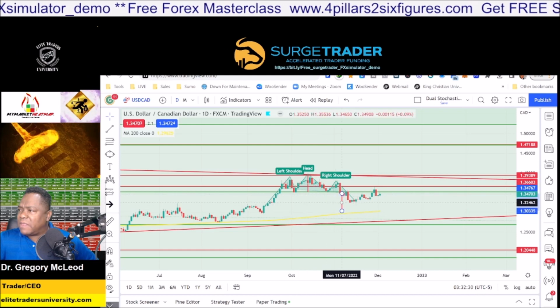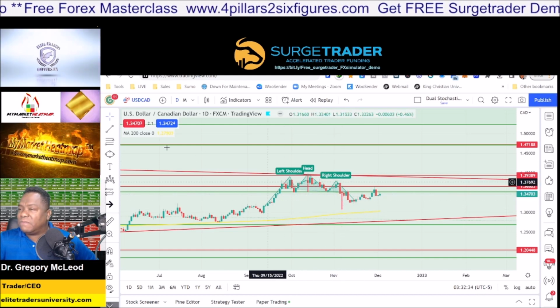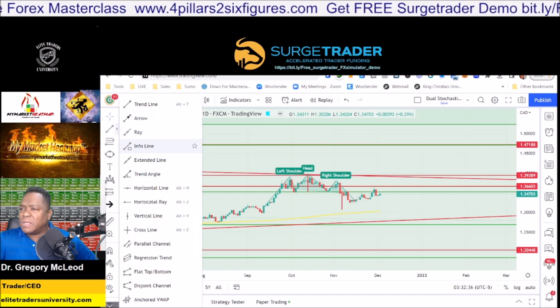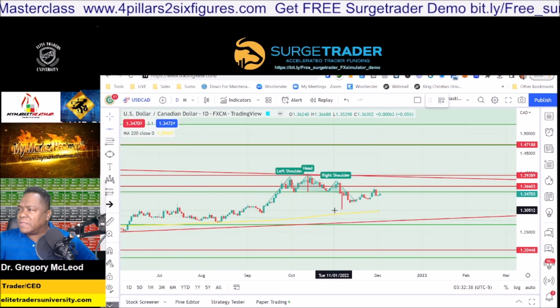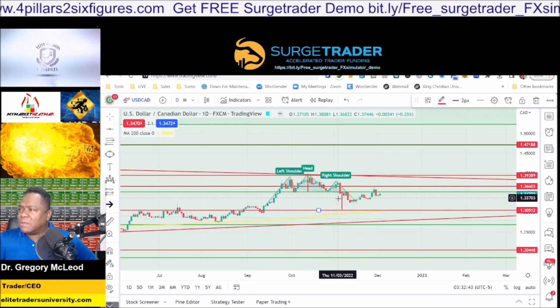And then we add that. So really we haven't hit the price objective of the head and shoulders. The head and shoulders pattern would take us down to like 130.51. That would take us down there.